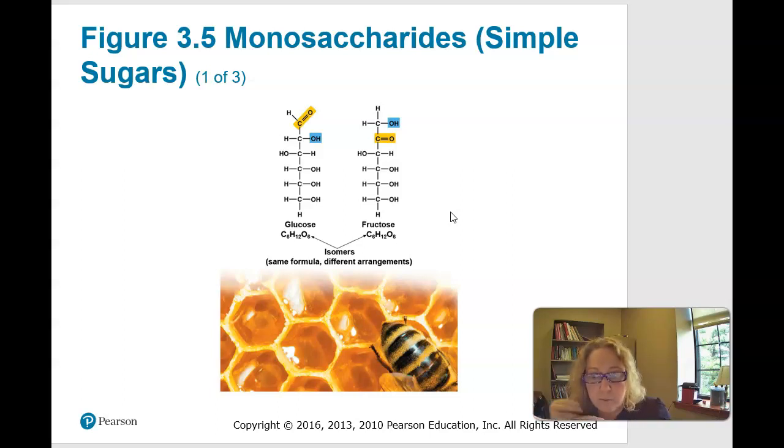If you have a baseball glove, you have a left-handed and a right-handed baseball glove because your right and left hands do things differently. That's what an isomer is. It's like your hands. So glucose and fructose are isomers. They have the same chemical composition, C6H12O6, but they're just arranged a little bit differently.